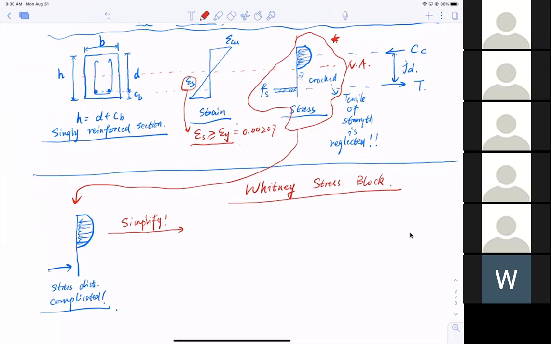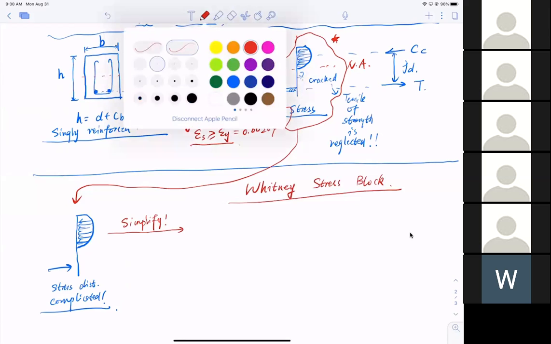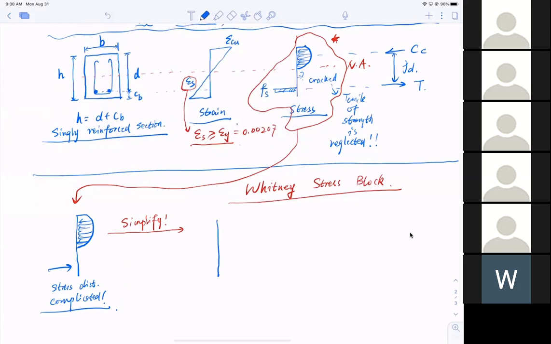What does this Whitney stress block look like? This is what it looks like. It has a section that has reinforcement, and we define the area of reinforcement As, the area of steel. The width is always called b, the height is called h, and the depth is called d. Don't forget all these good attributes, because we're going to use them again. Then I'm going to draw the neutral axis out like I did before.